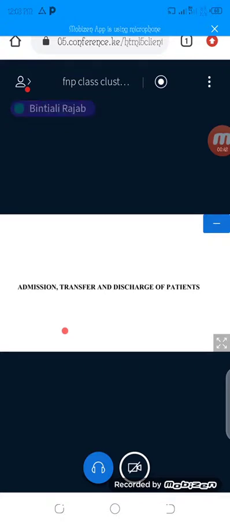So today we are going to look at yet another procedure that you are going to be involved in, and that is admission, transfer, and discharge of patients. I know these terms are not new. You've probably heard of a patient being admitted in a hospital, a patient being transferred from one ward to another ward, a patient being discharged from the ward to go home or to go to another rehab facility. So all these are not new terms.